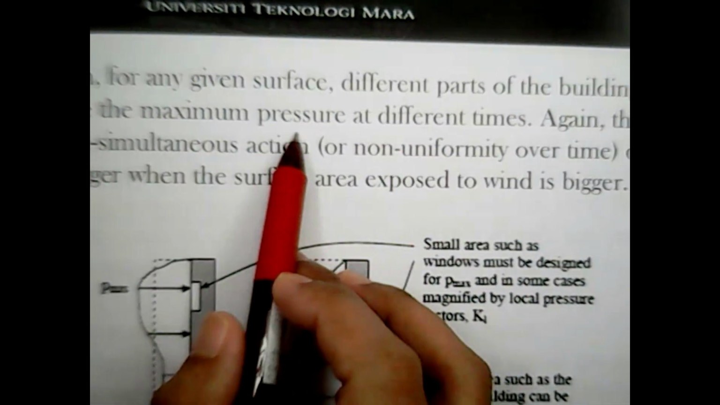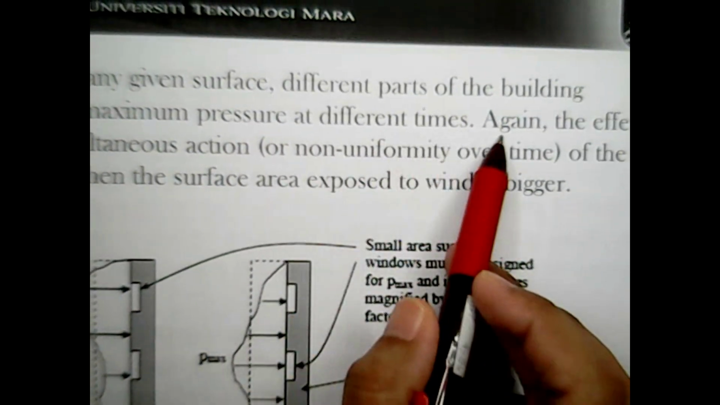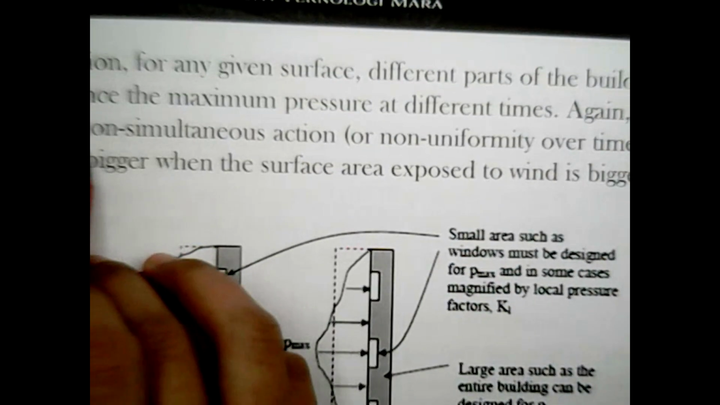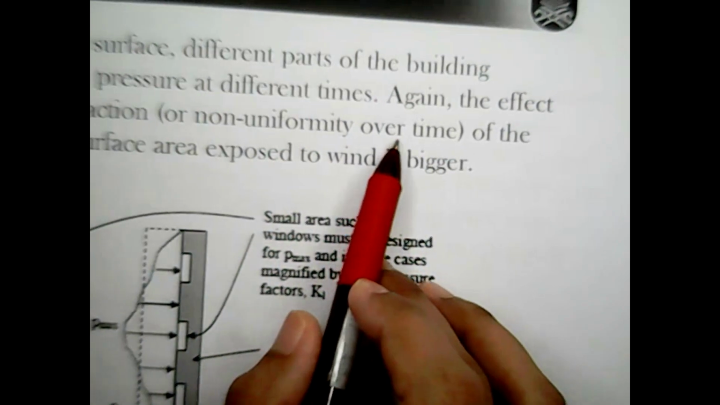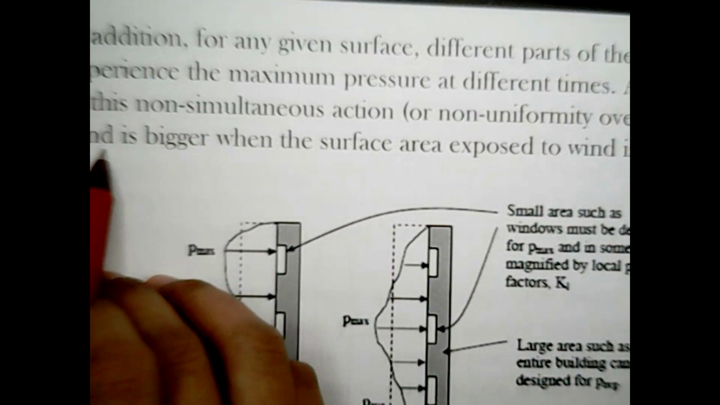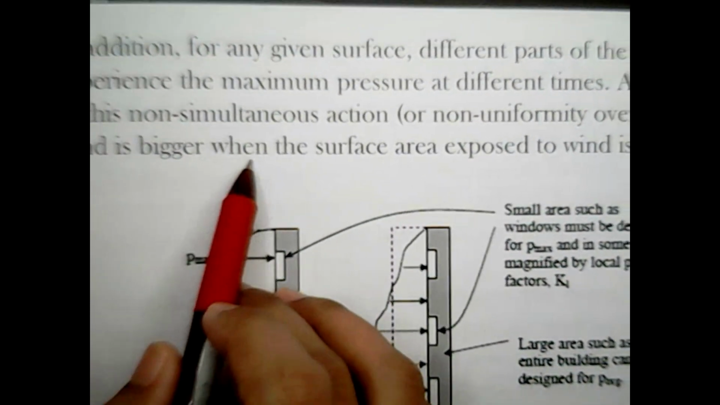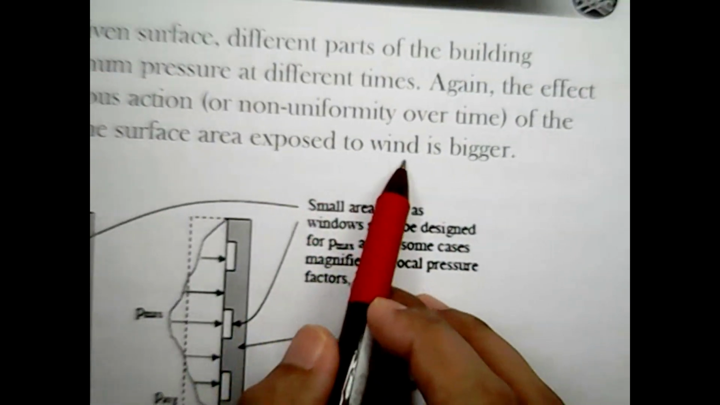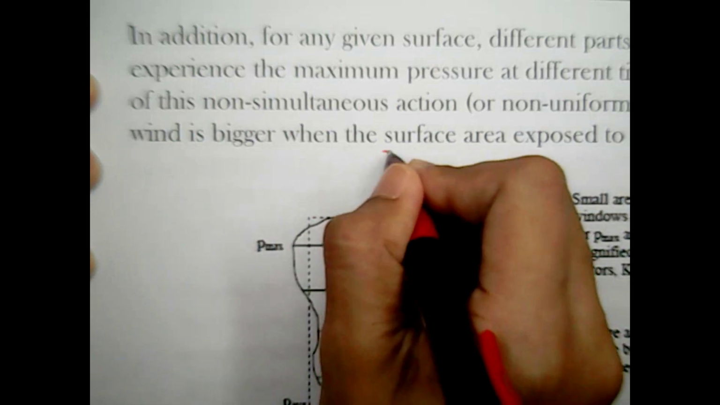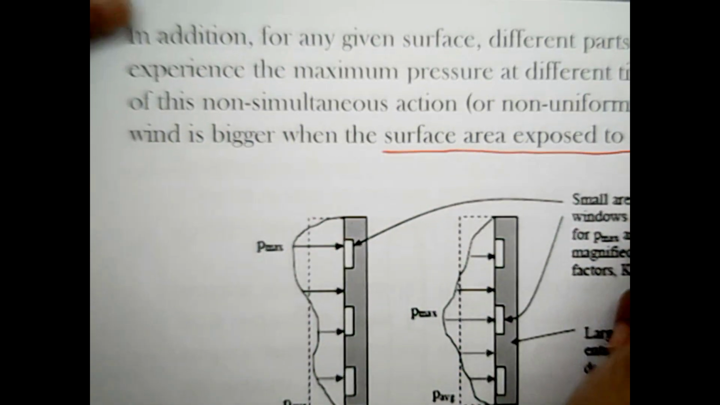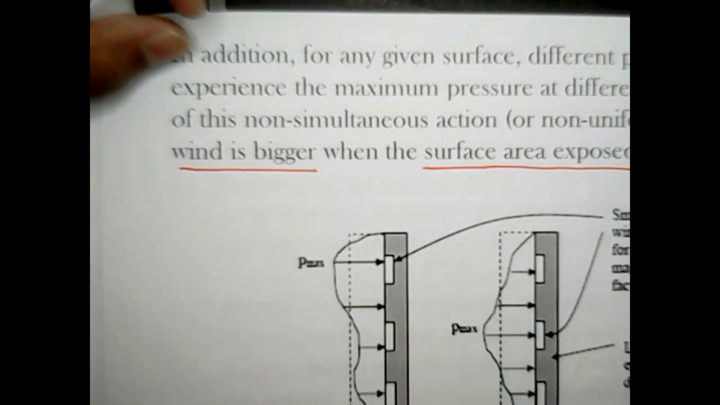In addition, for any given surface, different parts of the building experience the maximum pressure at different times. Again, the effect of these non-simultaneous actions, or non-uniformity over time of the wind, is bigger when the surface area exposed to wind is bigger. The keyword is that when the surface area exposed to the wind is bigger, the non-uniformity is bigger.